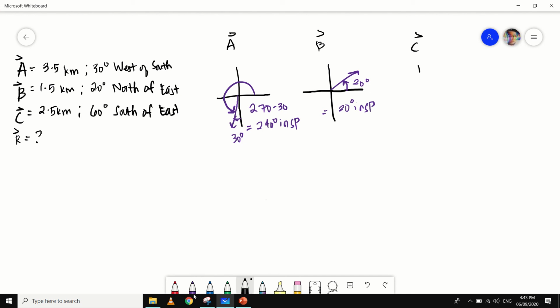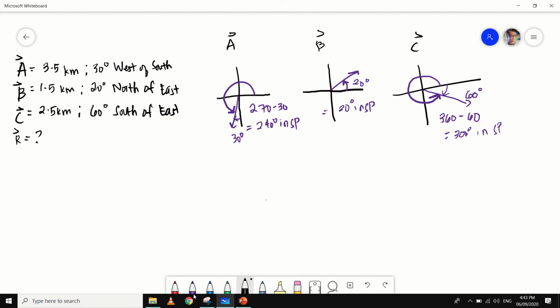The last one is south of east. So nandito siya from east going to the south. Wait, let me just use the violet color. Ayan. Don't mind the drawing na. This is 60 degrees south of east. So kung this is the standard position, one whole rotation is 360. Subtract the value of 60 dahil hindi naman siya umabot doon. So 360 minus 60 is equal to 300 degrees. So this is 300 degrees in standard position. So there you have it. This is the very first step, to get the standard position.